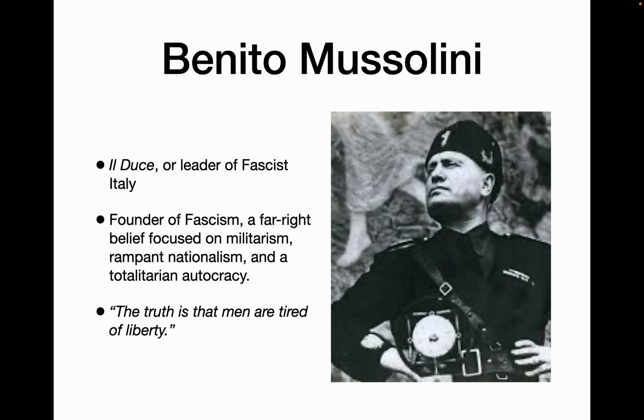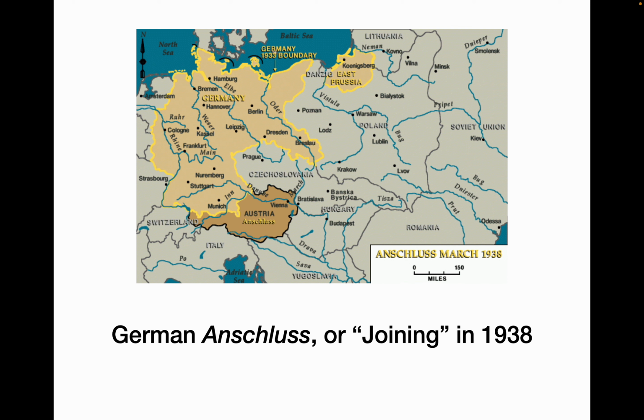And here is Benito Mussolini, known as Il Duce. He was the leader of the fascist party, the creator of fascism, the founder of it. Fascism is in general a far-right belief focused on militarism, nationalism, and a totalitarian autocracy with a strong man up at the top. He once said, "The truth is that men are tired of liberty," and he sure planned to take that liberty away. And so here's the German Anschluss, or joining, where Germany took Austria. And if you notice, right next to the right of Germany is Czechoslovakia, which was their next target.